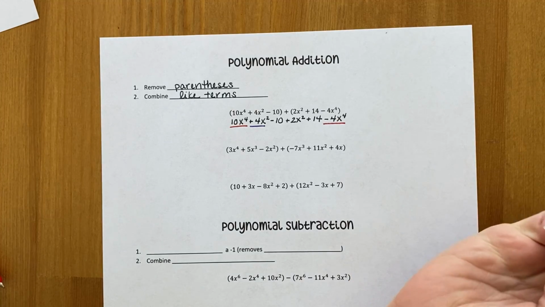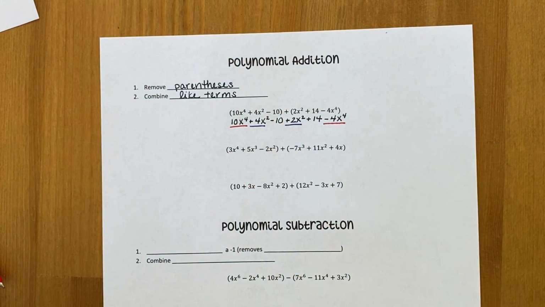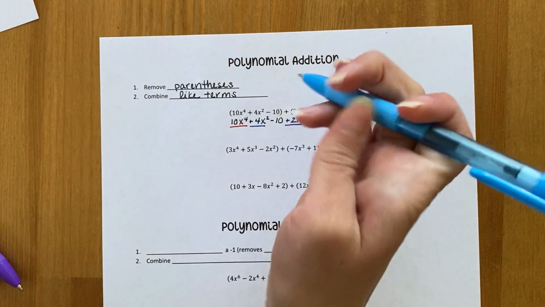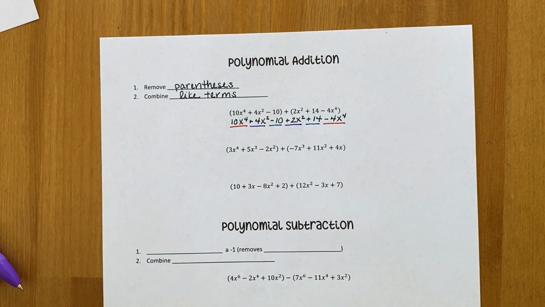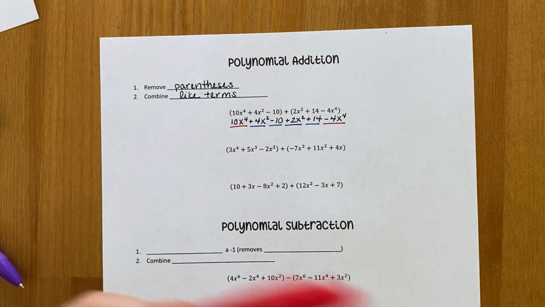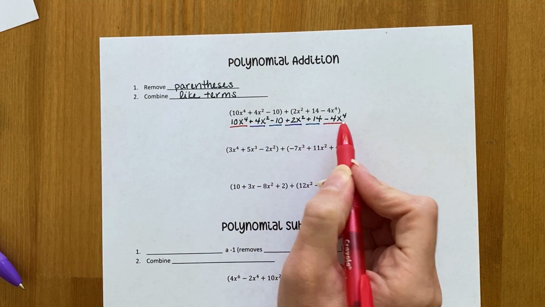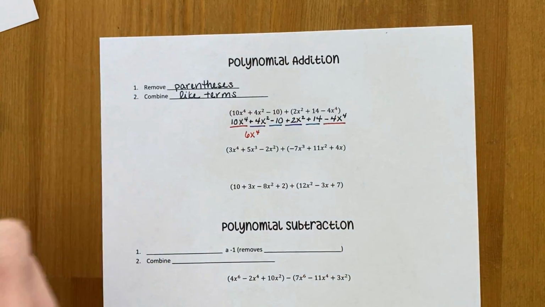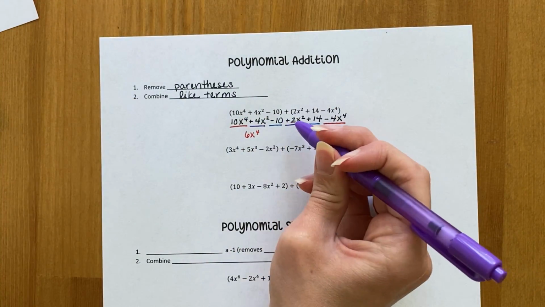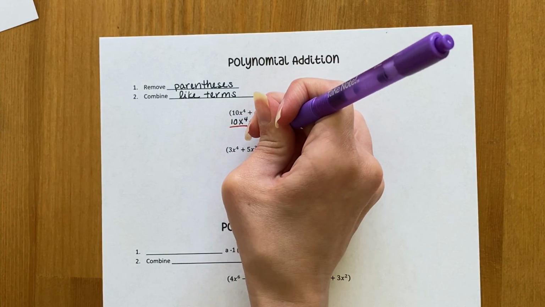All right, we have 4x squared and 2x squared. Both of those are positive. And we also have negative 10 and positive 14. All right, so I'm gonna go ahead and combine those like terms. So 10x to the fourth minus 4x to the fourth will make 6x to the fourth. 4x squared and 2x squared will make 6x squared.